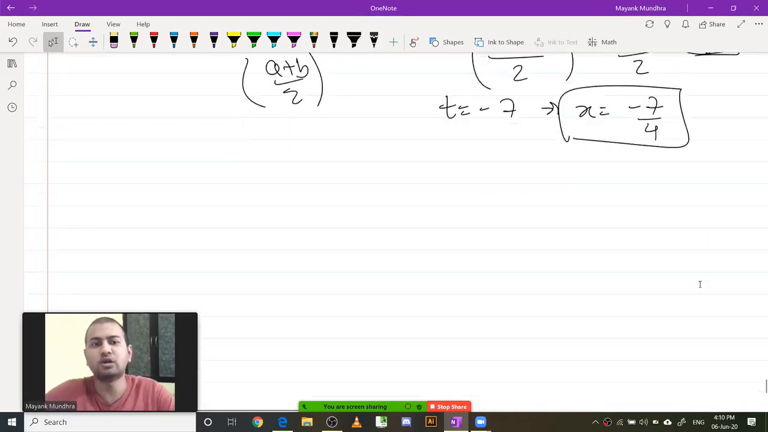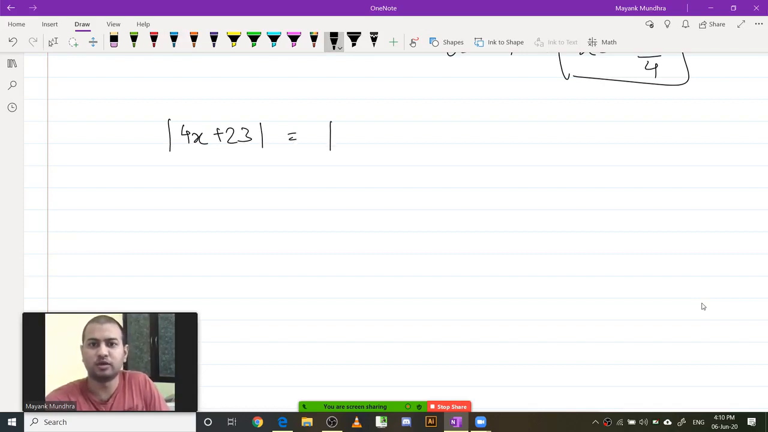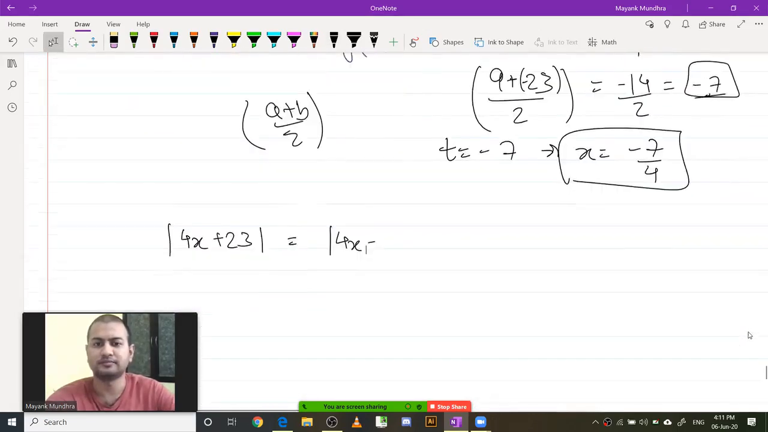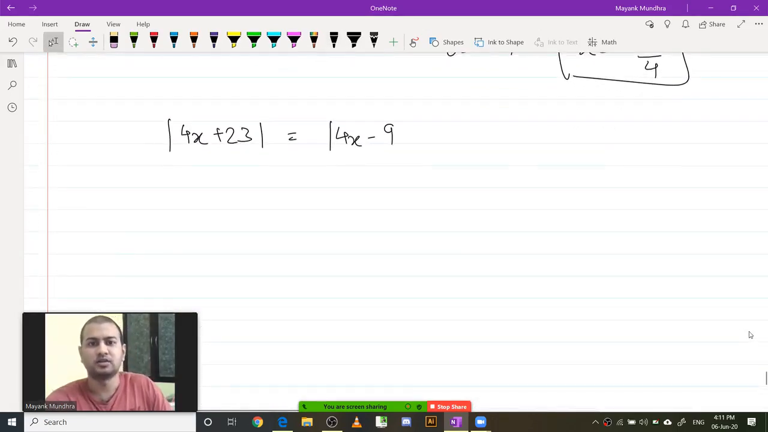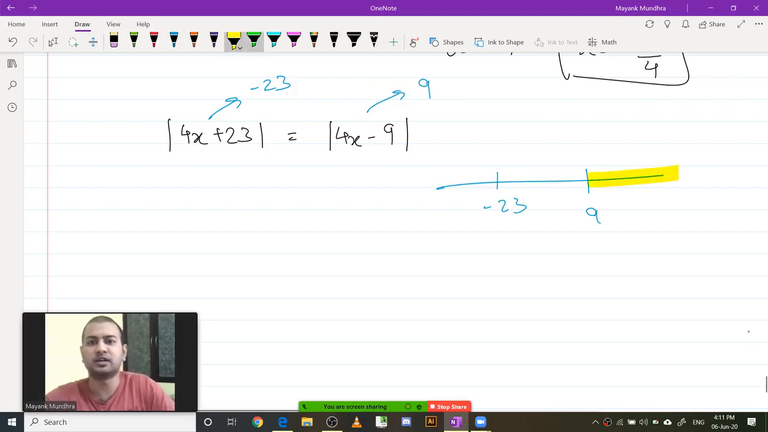Now another way to solve this same problem would be mathematically. So let's look at it mathematically. Mod of 4x plus 23 equals mod of 4x minus 9. I know that the critical points are minus 23 and 9. So I'll take three cases now. This is my minus 23, this is my 9. This will correspond to case 1, this is case 2, and this is case 3.